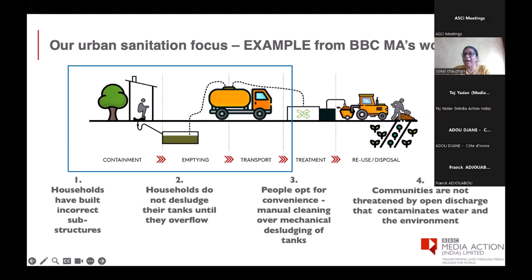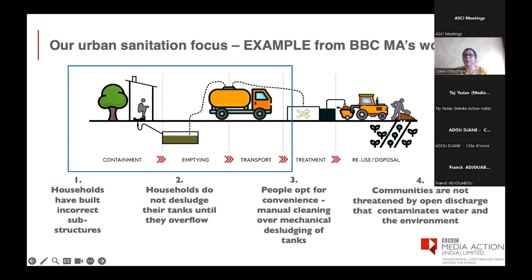So before we began our work, and we are drawing from our experience in the area of sanitation, we did a very extensive formative research which showed us the primary gaps to address within the broader sanitation value chain. Within containment, our focus was on making households aware of the right kind of containment structure and containing the fecal sludge properly. And later in the slide, I'm going to explain to you why all of these emerged as key gaps.